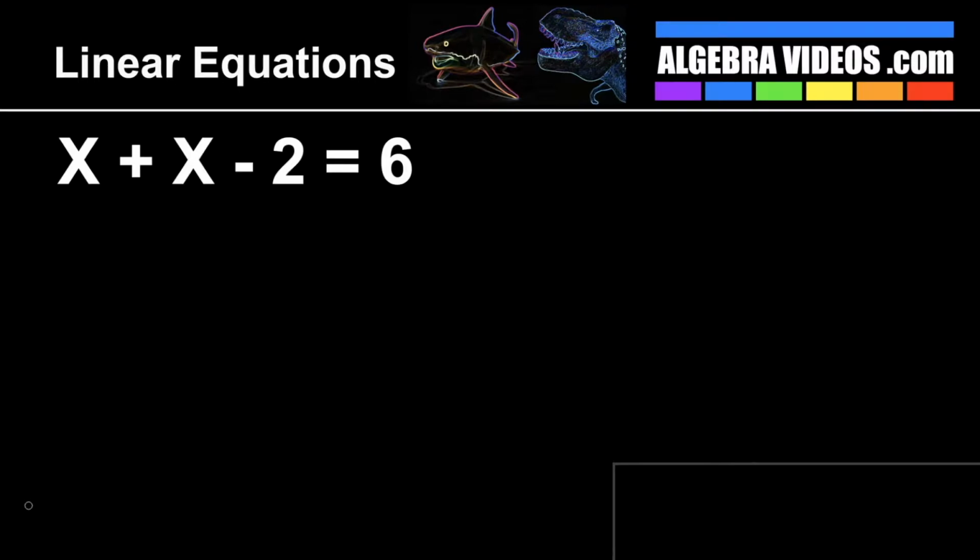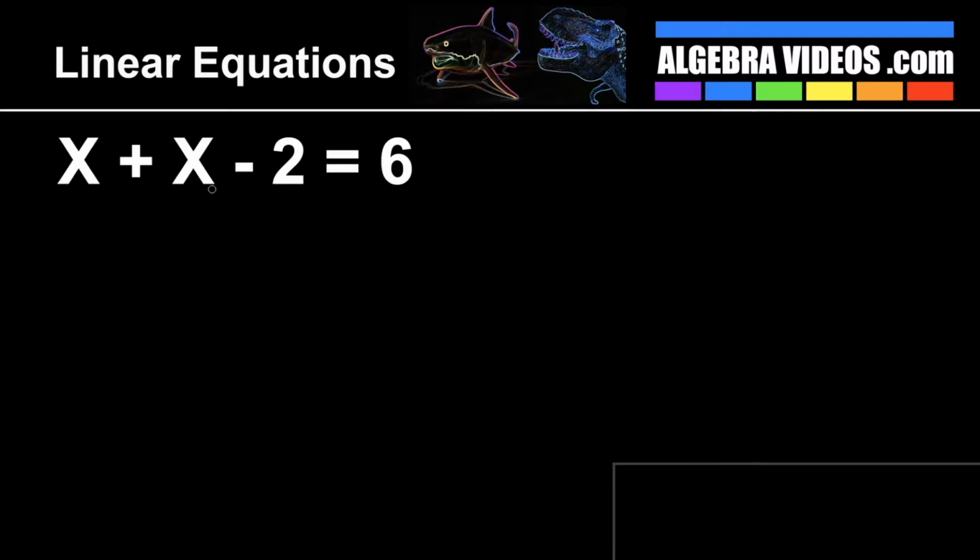Okay, x plus x minus 2 equals 6. So we want to get x by itself on one side of the equation. So the first thing here is let's just simplify whatever terms we can. So any terms that look the same, let's simplify them.